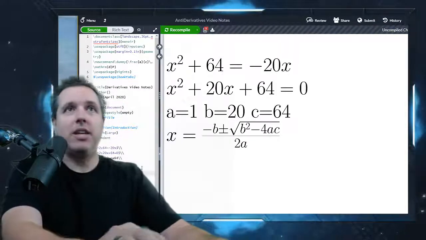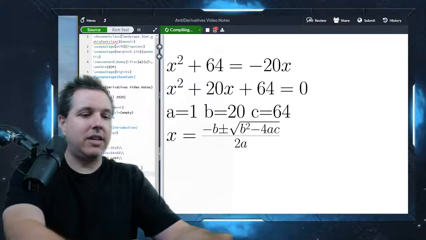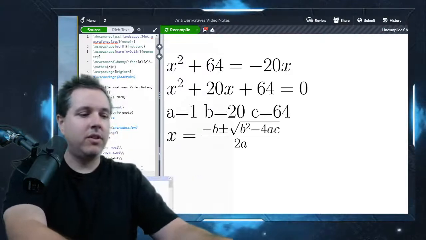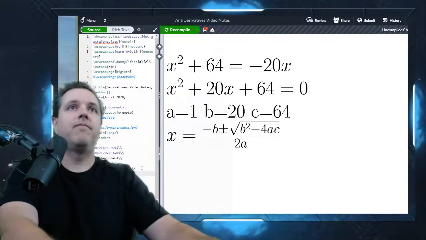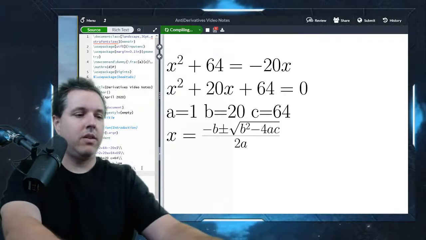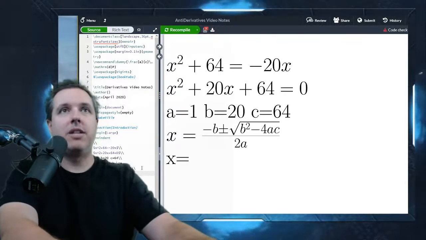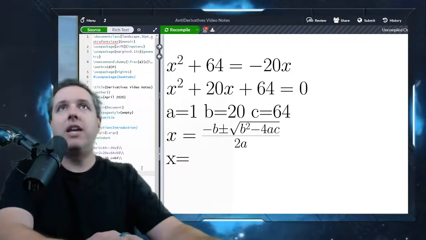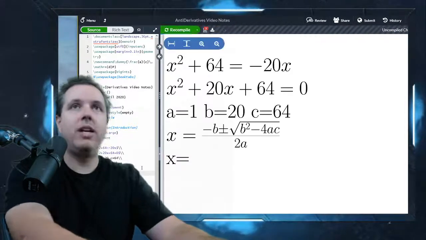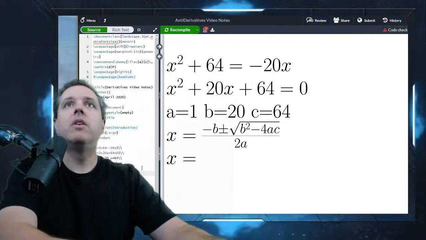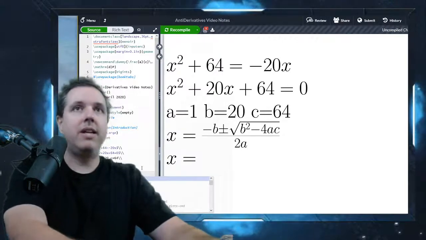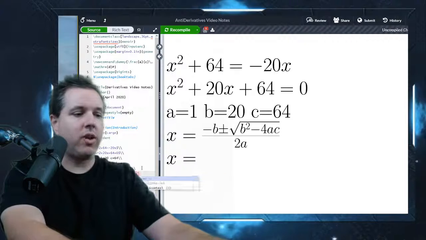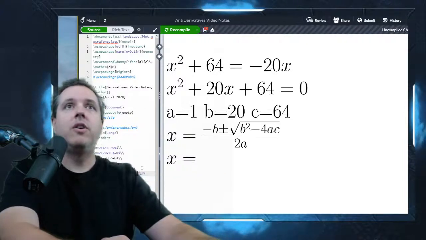Okay, so now we start plugging things in. So let's see, x equals the fraction. These take me a little time to type up because they're so math heavy. Let's see, so we've got, so negative b is going to be negative 20. Then we've got plus or minus the square root of, okay, b squared.